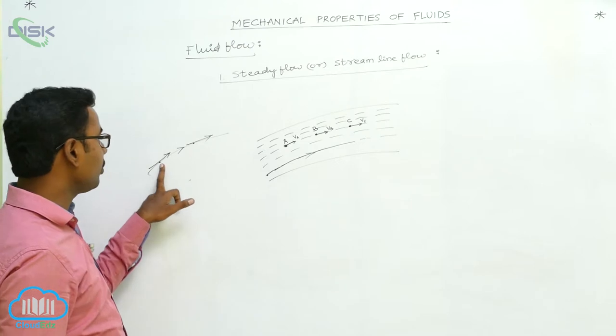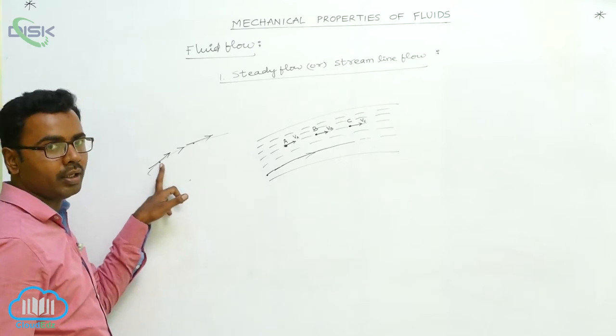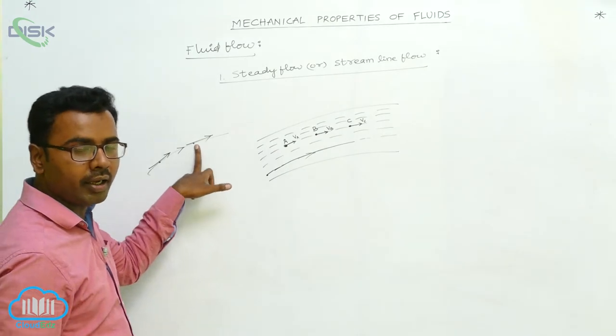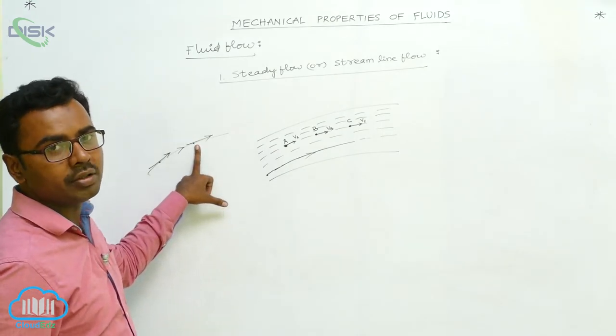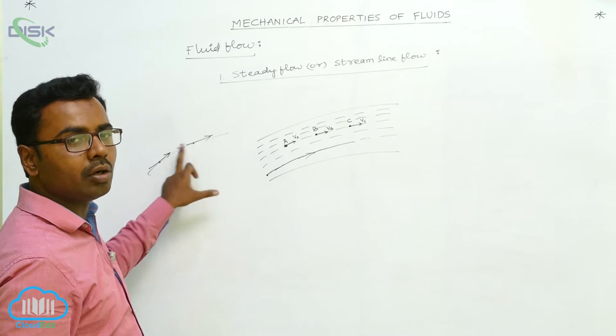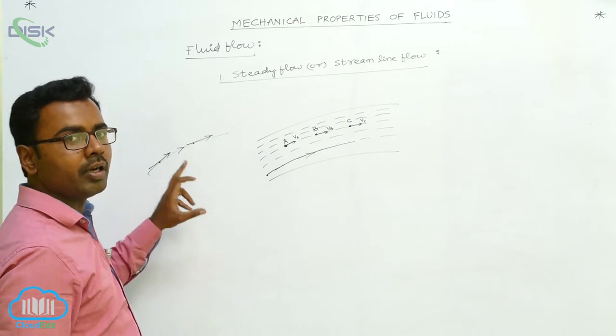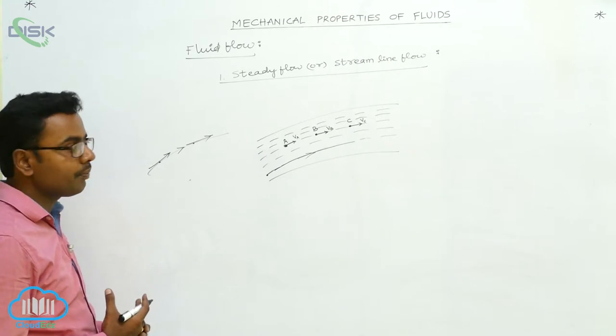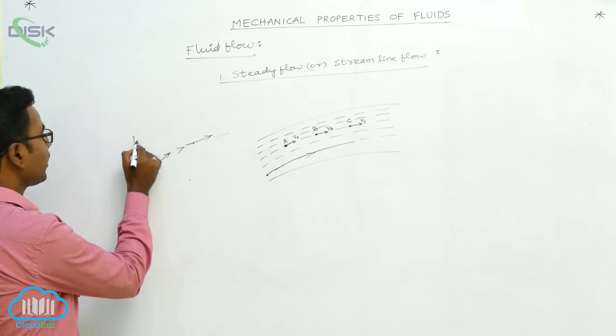At this point, if you want to know the direction, we have to draw the tangent to the streamline. So the tangent drawn at any point to the streamline gives the direction of flow of fluid at that point. And it is one characteristic.